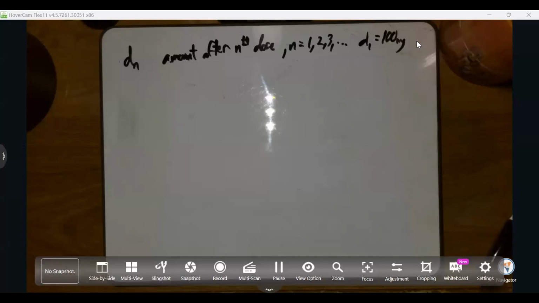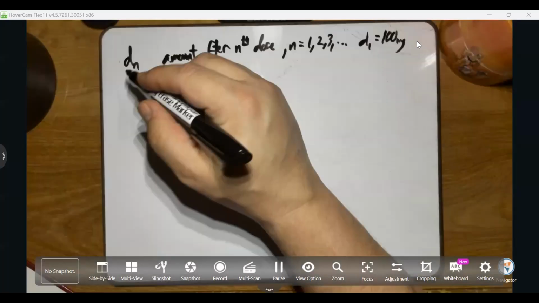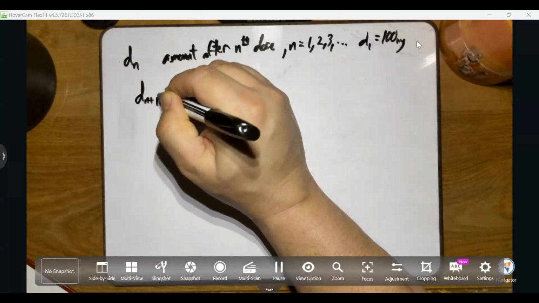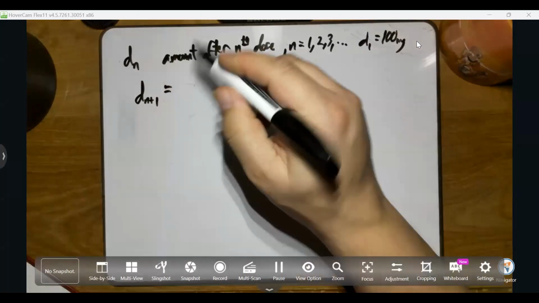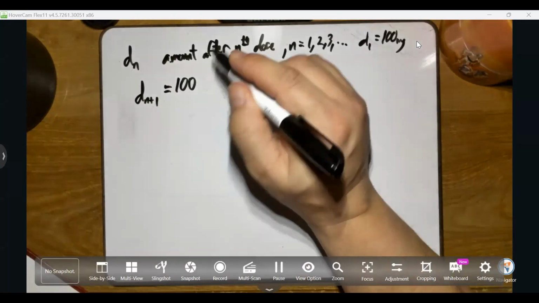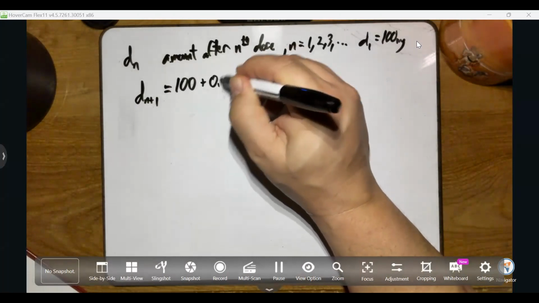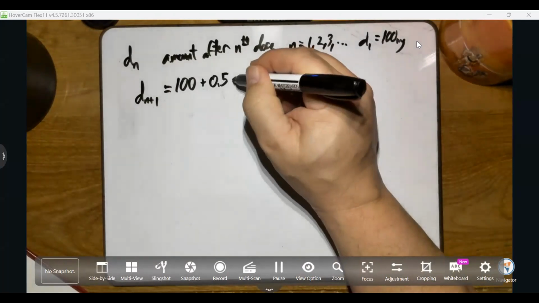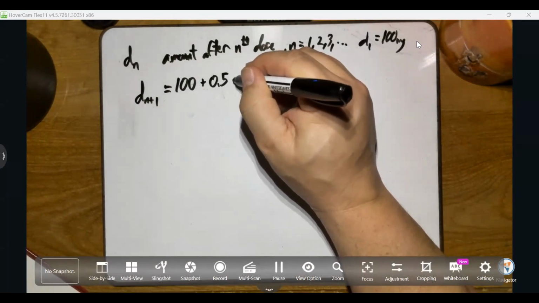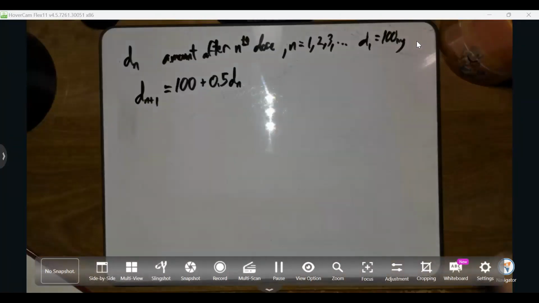So the first is our sequence, and so we see that d sub n will be the amount after the nth dose, for n equals 1, 2, 3, and so on, and d1 is 100 milligrams. And what we've said is after the n plus first dose, we're going to have 100 milligrams, because that's the dose we have, plus, because of the half-life, you're doing this every 12 hours, and every 12 hours, half of the medication dissipates. So d sub n plus 1 will be 100 plus 0.5 d sub n.